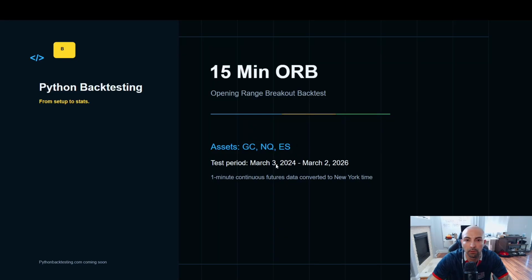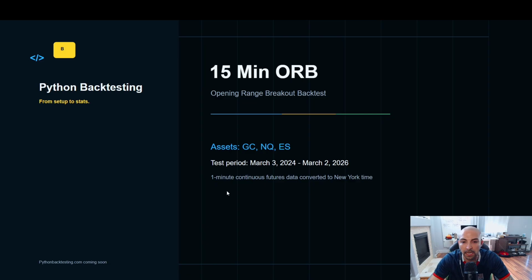Okay, I am back with another backtest using Python on the 15-minute ORB. I know there's a lot of different ways to play this: wait until it breaks out and closes, use the Fibonacci, wait till we have a retest. A lot of different ways. So this is going to be video 1 of the 15-minute ORB, and it's just going to be a baseline breakout.